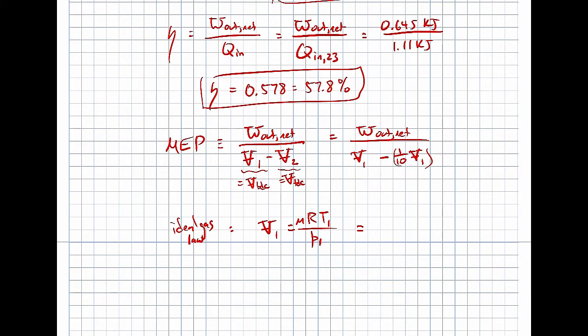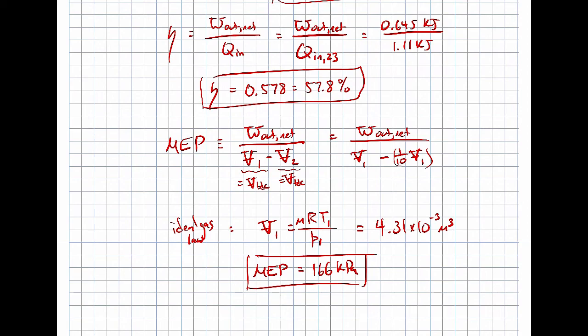That comes out to be 4.31 times 10 to the minus 3 cubic meters. We can substitute that in to get the mean effective pressure. 166 kilopascals.